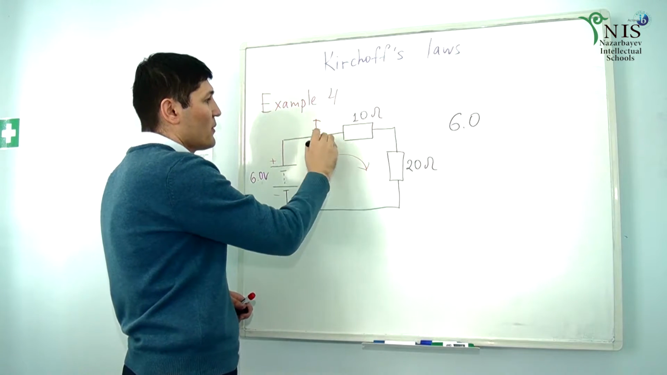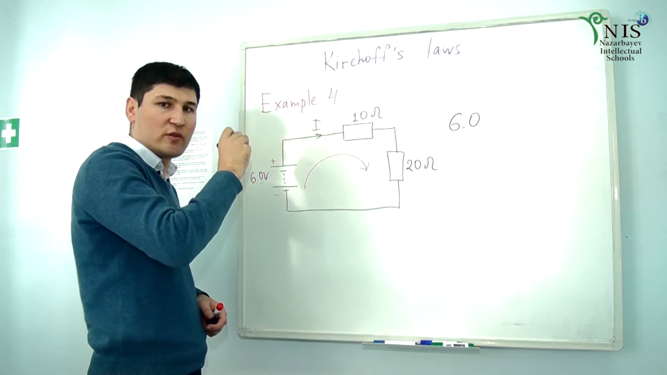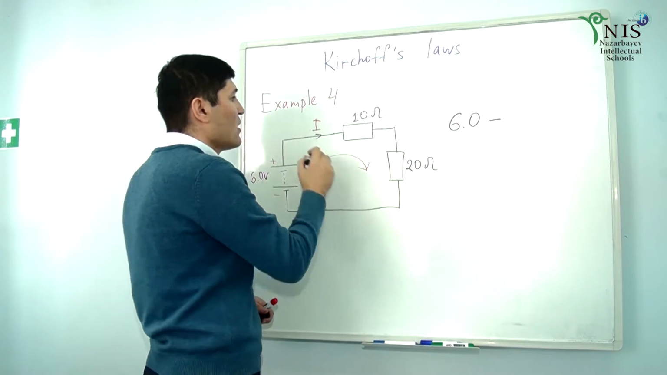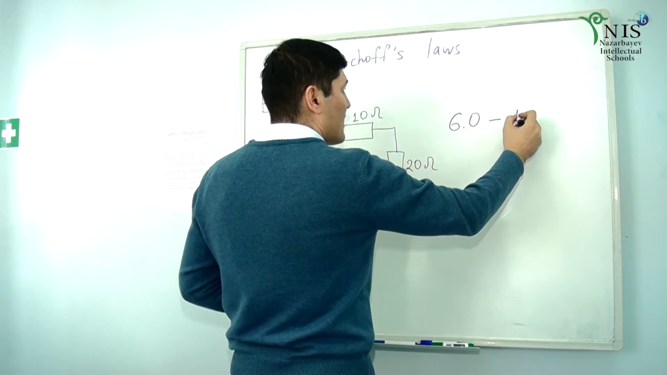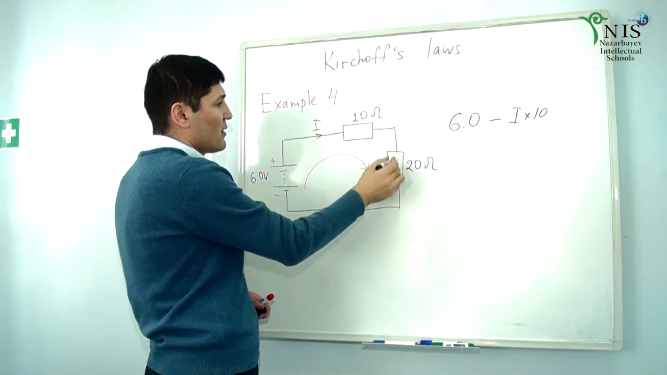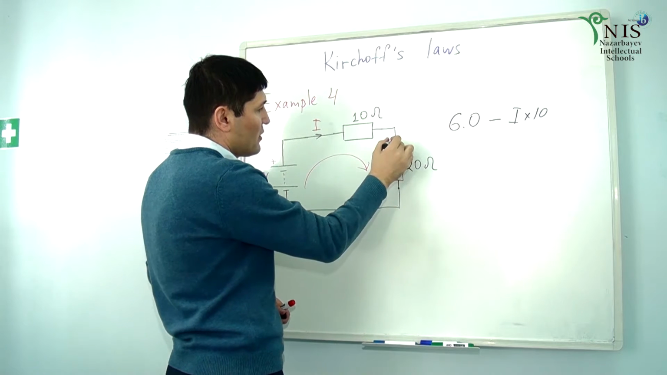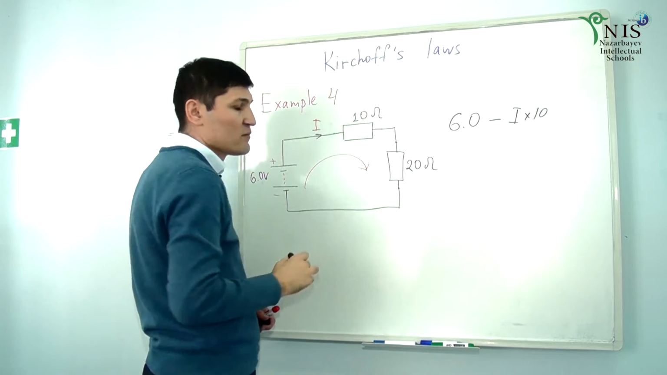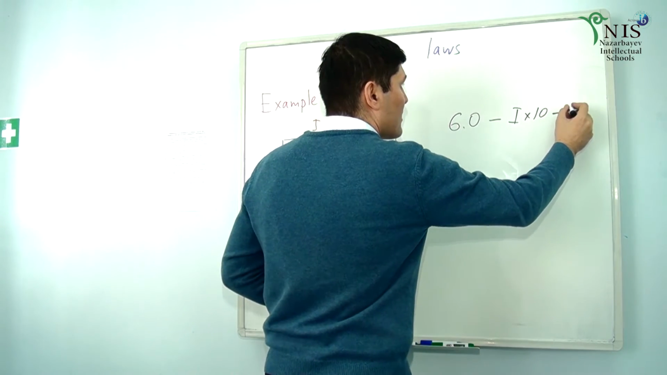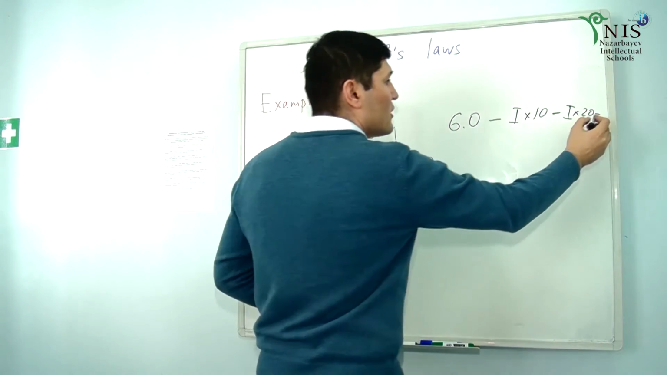We go across the resistor. The potential here is greater than here, therefore current flows from left to right. That's why potential decreases here, so we have negative. Ohm's law gives I times 10. And here current also flows from up to down, from positive to negative. That's why potential drops, negative I times 20. All of them equal to 0.